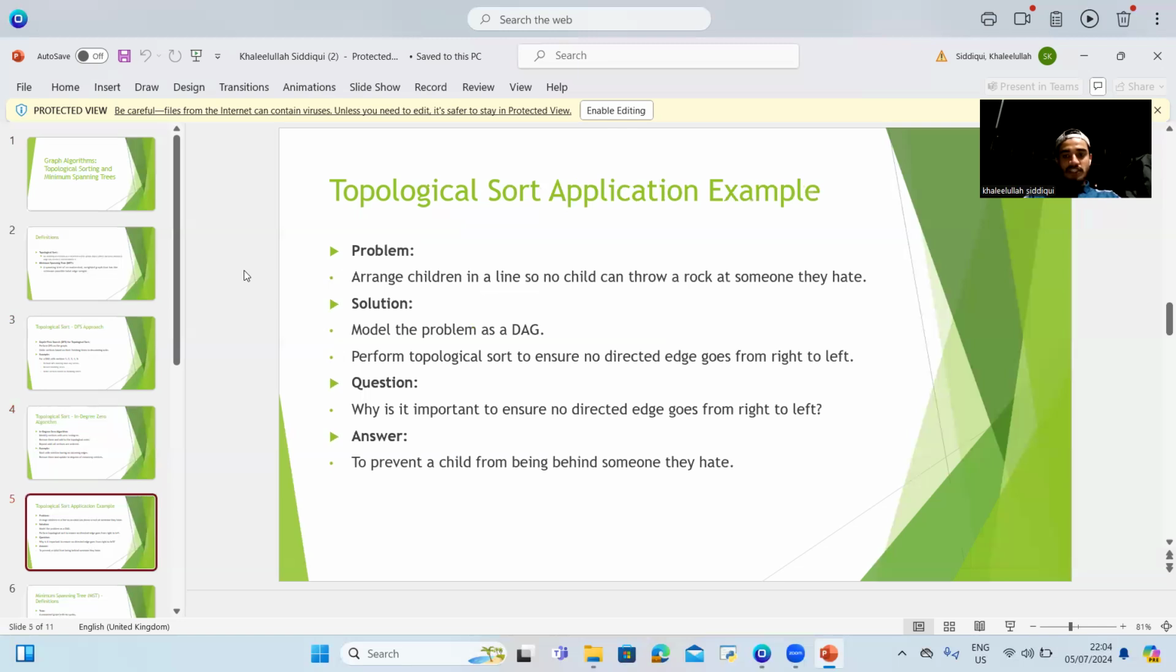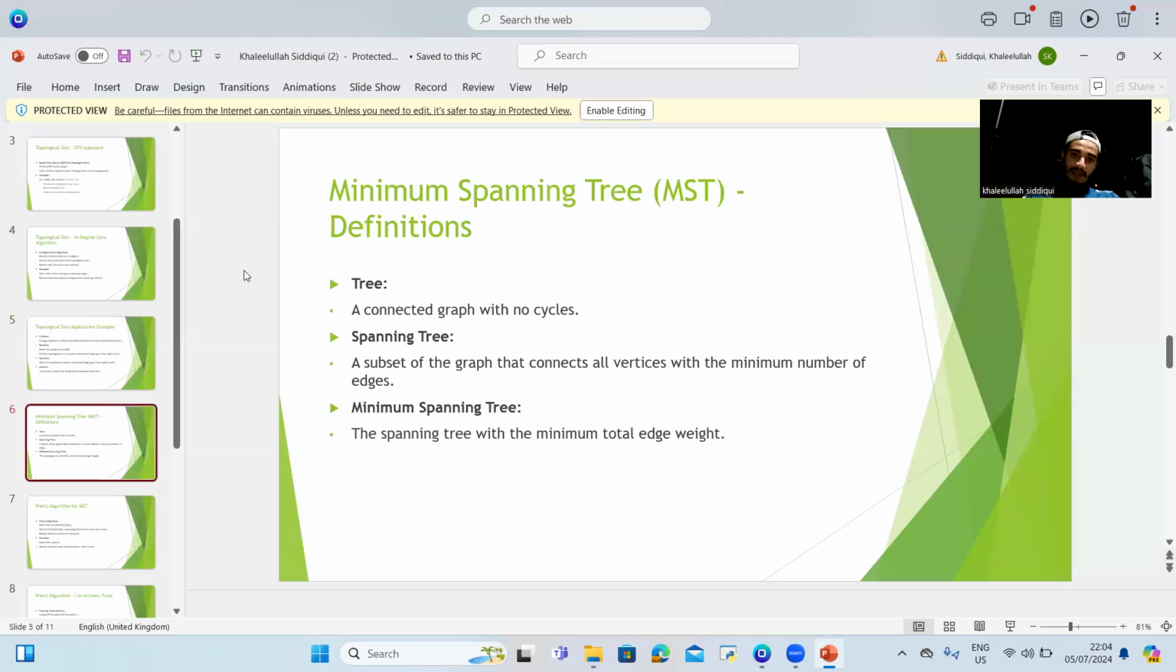Topological sort application example. Problem: arrange children in a line so no child can throw a rock at someone they hate. The solution might be to model the problem as a DAG and perform topological sort to ensure no directed edge goes from right to left. Question: why is it important to ensure no directed edge goes from right to left? The answer is to prevent a child from being behind someone they hate.